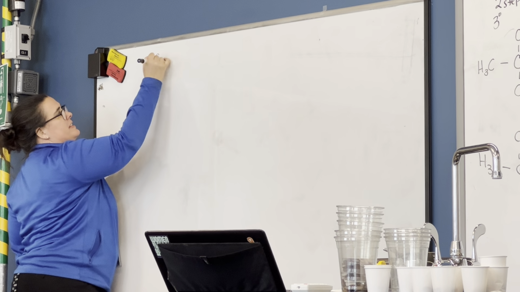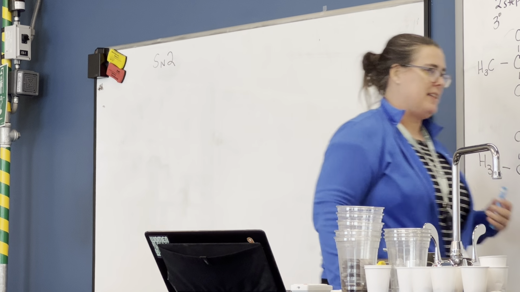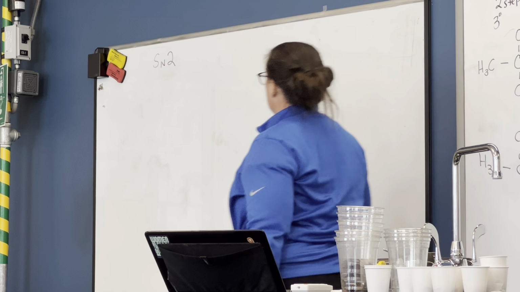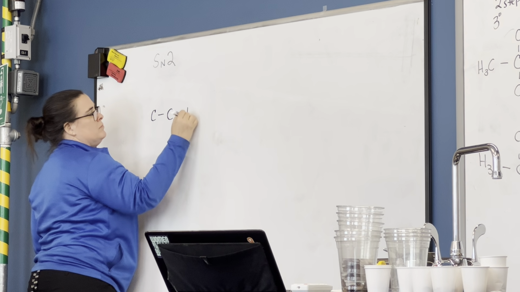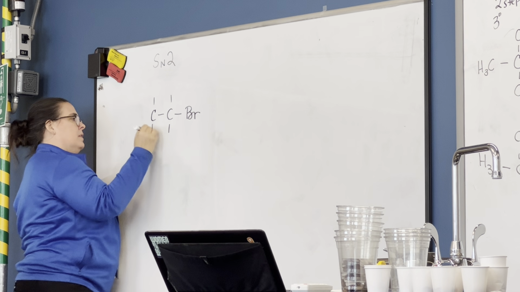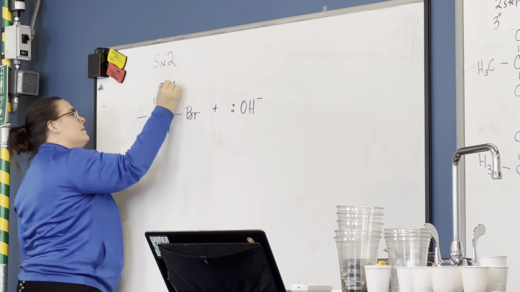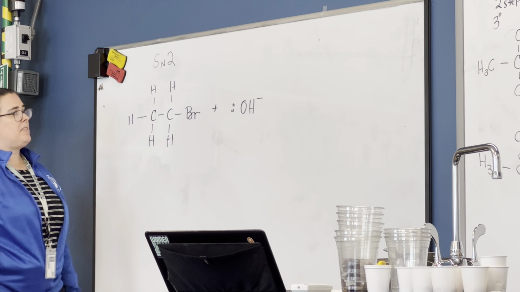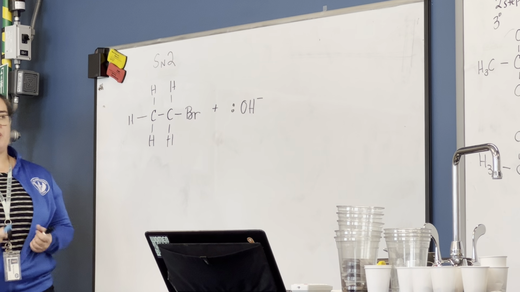Okay, unsurprisingly, this is going to be called SN2. S still stands for substitution, N still stands for nucleophilic, but 2 is going to stand for bimolecular, or second order. You already know what the products are going to be. We're going to substitute that bromine with the hydroxyl and make ethanol and bromide. But it's going to occur differently.